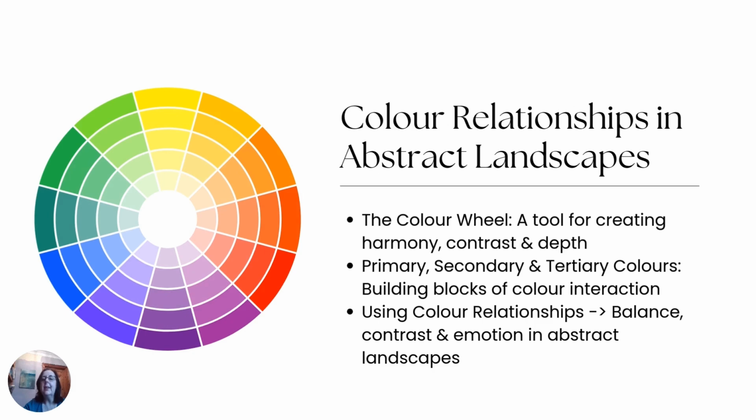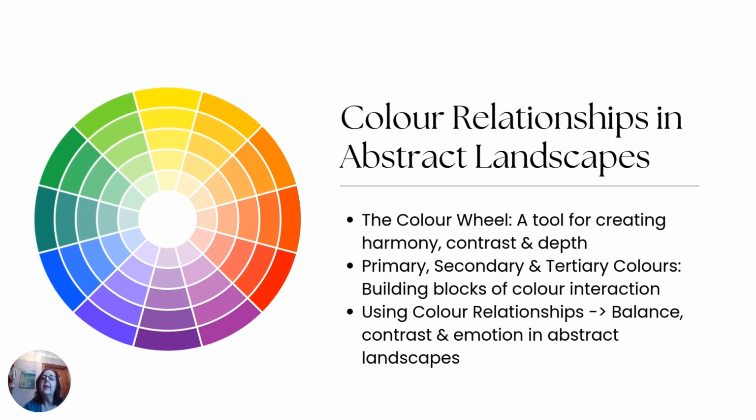The colour wheel is an essential guide for understanding how colours relate to each other. Primary colours, red, blue and yellow, are the foundation. Every other colour is created from these three. Secondary colours, green, orange and purple, are made by mixing two primaries. Tertiary colours, like blue-green or red-orange, are a mix of a primary and a secondary, giving us a broader range of colours. By understanding these relationships, we can intentionally use colour to create harmony, contrast, or energy in our paintings.